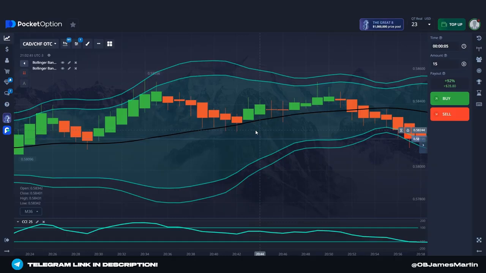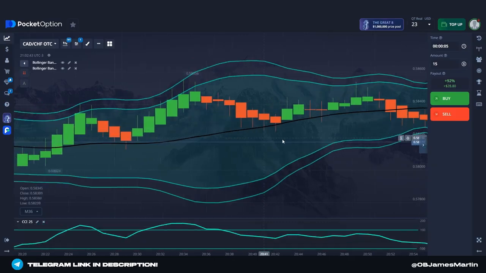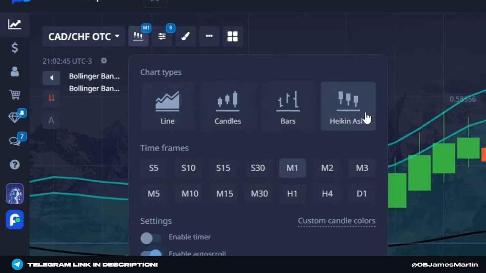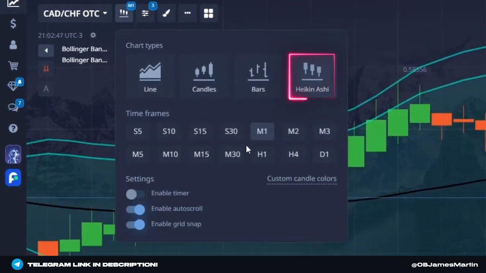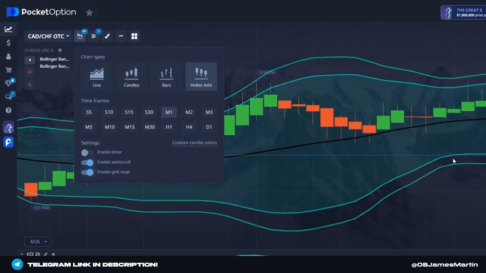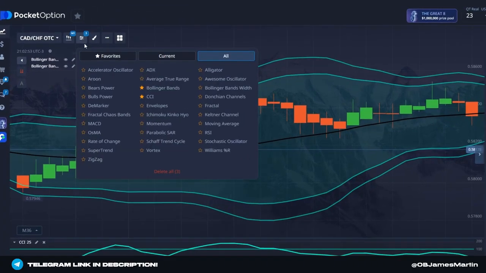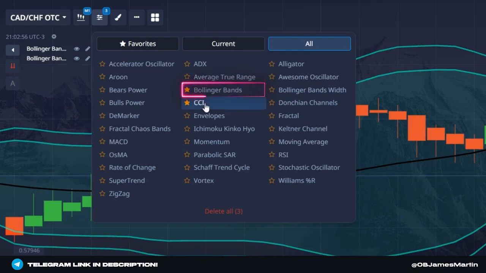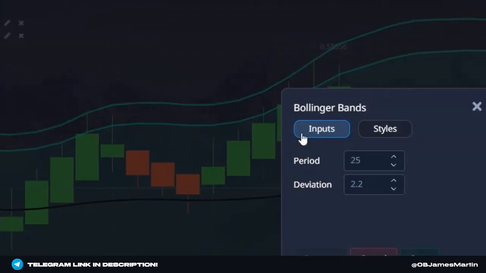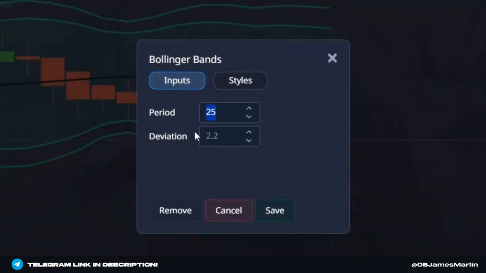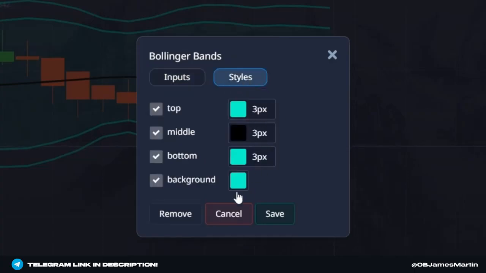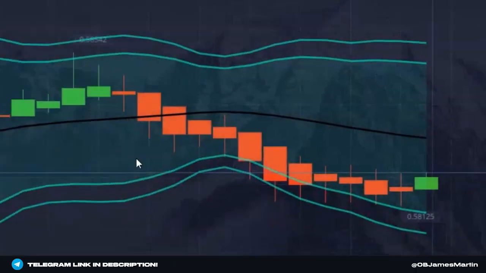I open the platform and select, guys, right here, the candles, right in hash, okay? And the time frame you're going to use is M1 for this one. And for the indicators, I take the Bollinger Bands and CCI, alright? The first Bollinger Bands, we're going to set up with 25 on period 20 and 2.2 on deviation. For this style just copy me right here. 3 on thickness, blue and black, okay?